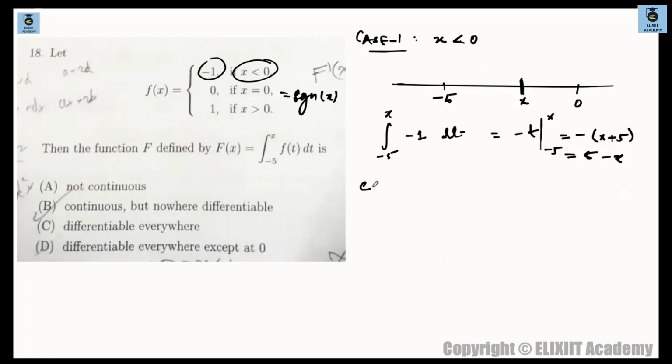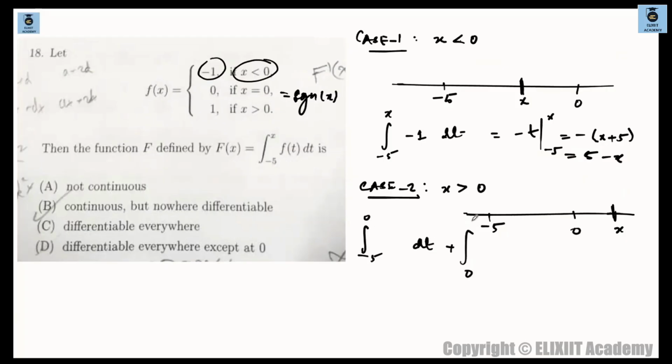Now suppose I consider the second case: what happens for x more than 0. Here we have -1 and this is 0, so x is somewhere over here. You cannot directly reach x right away. So you have to break from -5 to 0, and then from 0 to x, because at x equal to 0 the definition of the function changes.